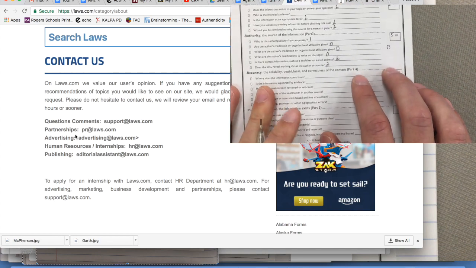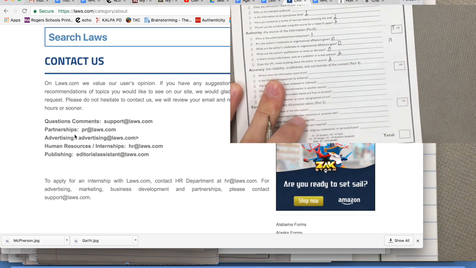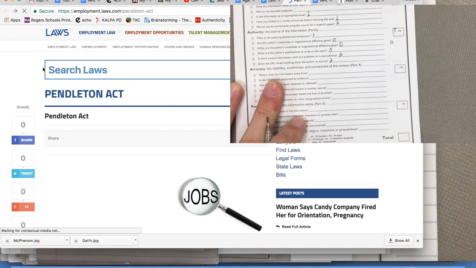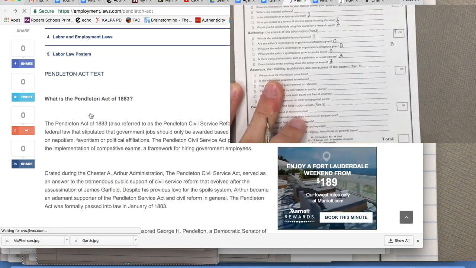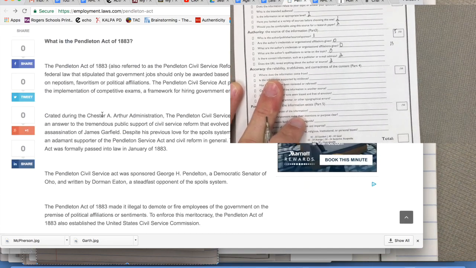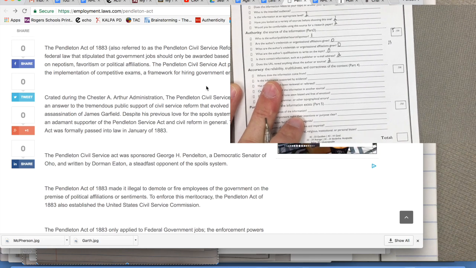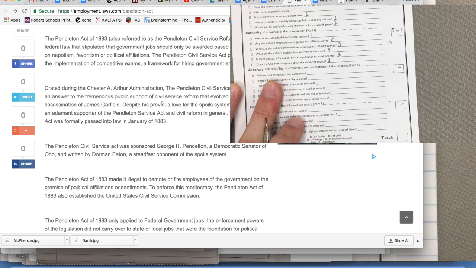Accuracy, the reliability, truthfulness, or correctness of the content. Well, to know that, you're going to have to look at other sources. And so in some ways what you're doing is you're measuring the information you find on this source against other things. Well, it's talking about the Pendleton Service Act, created during the Chester A. Arthur administration. Yeah, that's true. Evolved after the assassination of James Garfield.